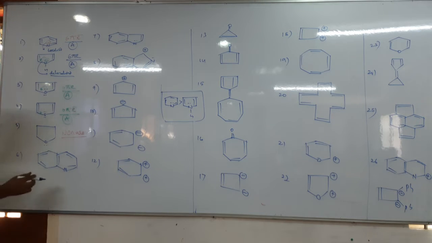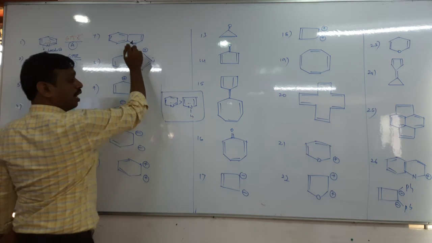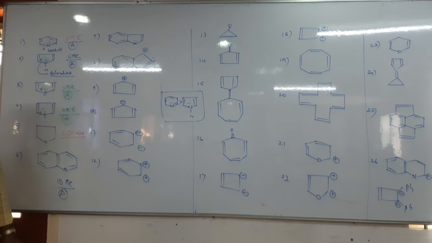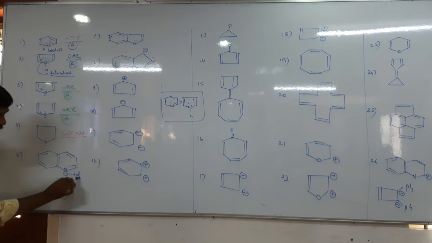Next, here also nitrogen has one lone pair. Tell me, how many pi electrons? 10 pi electrons. 2, 4, 6, 10. 10 pi electron aromatic. 2, 6, 2, 6, 10. Next here, is it aromatic or not? Aromatic. Why? Again, what is the difference here? It is aromatic with the lone pair being what? Delocalized. No. Yeah, localized.